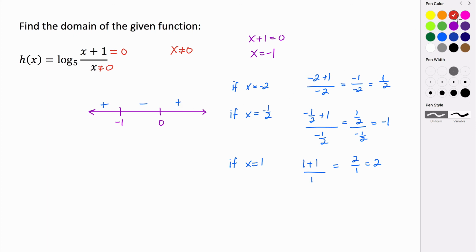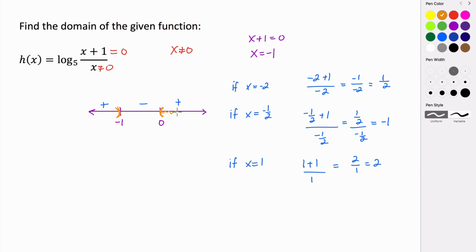It must be positive, which means that at -1 and at 0, our function or our argument is not going to be defined, because -1 makes this equal to 0, which isn't a value that we can use in our domain. And at 0, it makes this undefined. So we have all of these values to the right of 0 and to the left of -1 that are going to be part of our domain. But -1 and 0 are not going to be included.